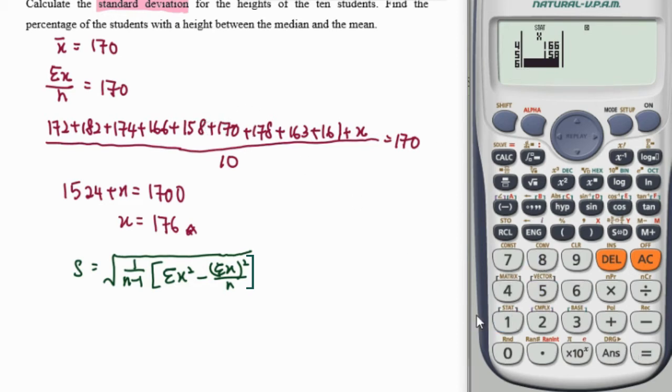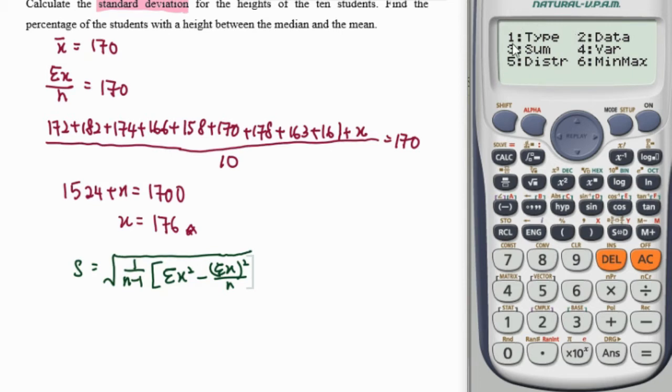And then sixth data, 170. Seventh data, 178. And then eighth data, 163. And then data number 9, 161. Lastly, data number 10 is 176. So after we key in our data, we will press AC to minimize that screen. Then we can use shift statistic to find out all the functions that we want.